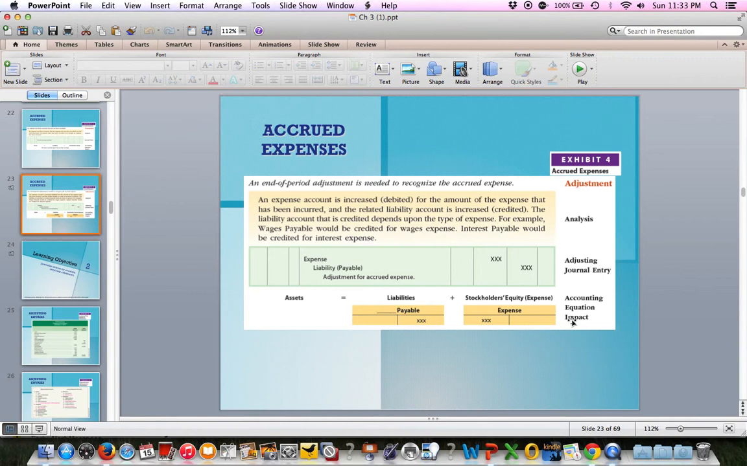Okay, so there's lots of examples of accrued expenses. You name any kind of expense, and we could have an accrued expense. So any expense that you could incur up front, but you pay for later. So interest, wages, any kind of expense you can think of, you potentially would have to accrue for.